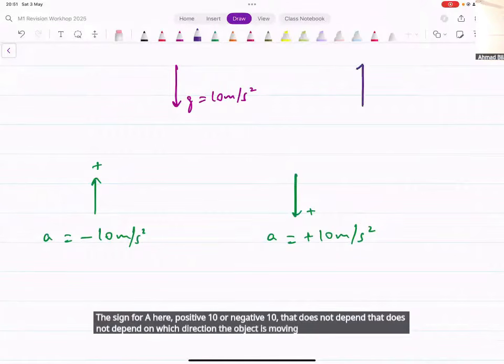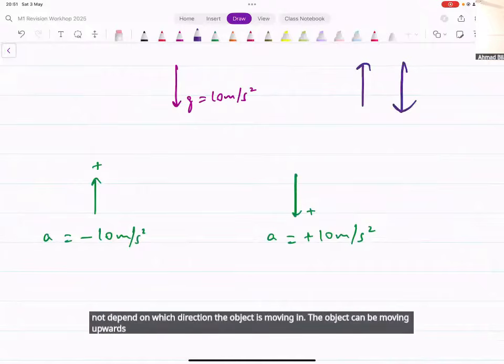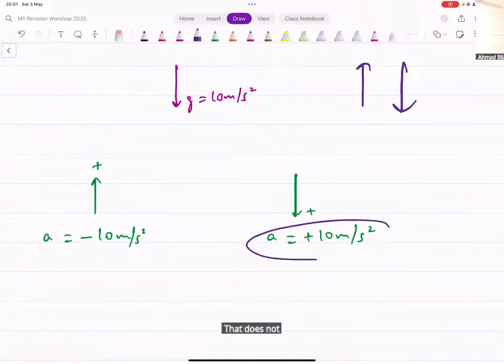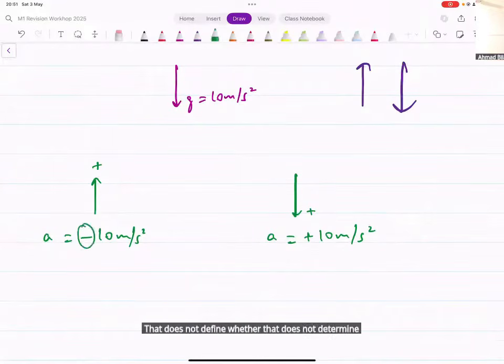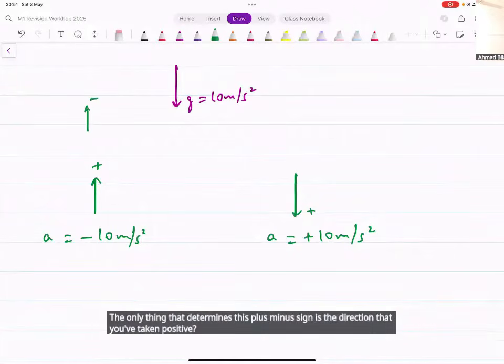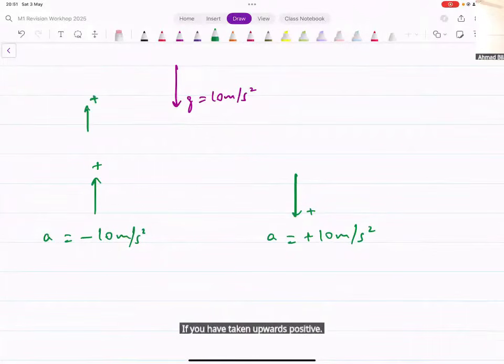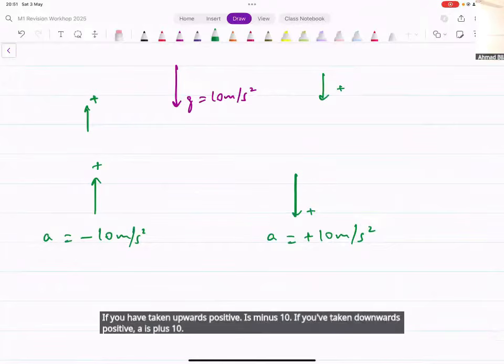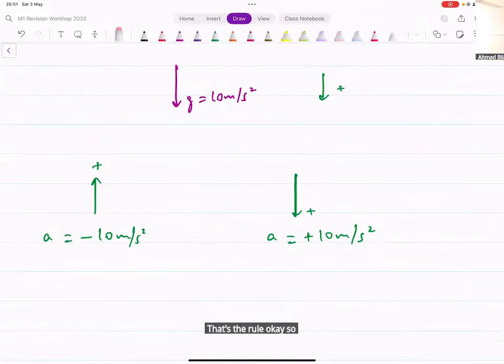The object can be moving upwards, it can be moving downwards. That does not determine the plus minus sign here. The only thing that determines this plus minus sign is the direction that you've taken positive. If you have taken upwards positive, A is -10. If you've taken downwards positive, A is +10. That's the rule. Okay. So now let's go back to that example.